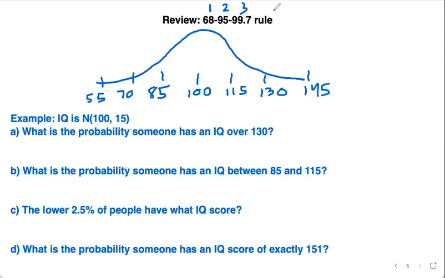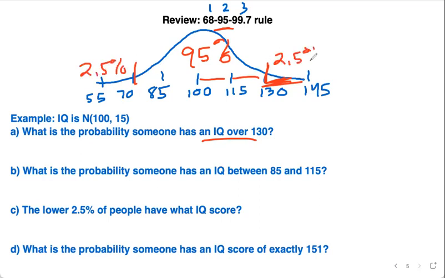What is the probability that someone has an IQ over 130? So 130 is 2 standard deviations away from the mean. The middle 95% would relate to 2 standard deviations above and below the mean. Well, in this case, I don't want 95%. I want what's over here. And if 95% is in the middle, that is 5% left over, or 2.5% on each side. And that is the answer for part A.